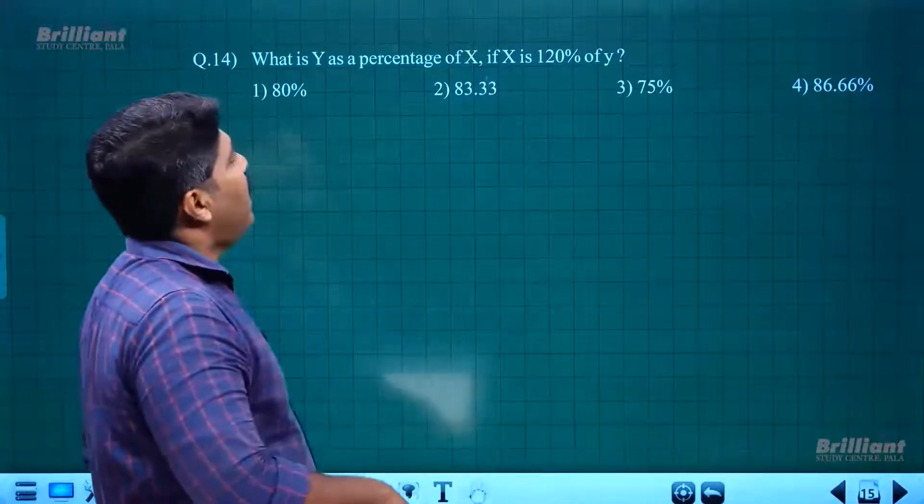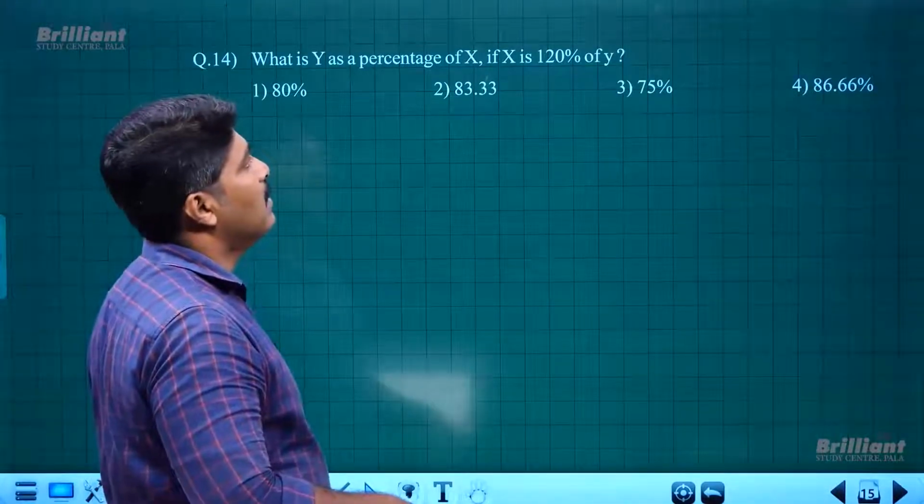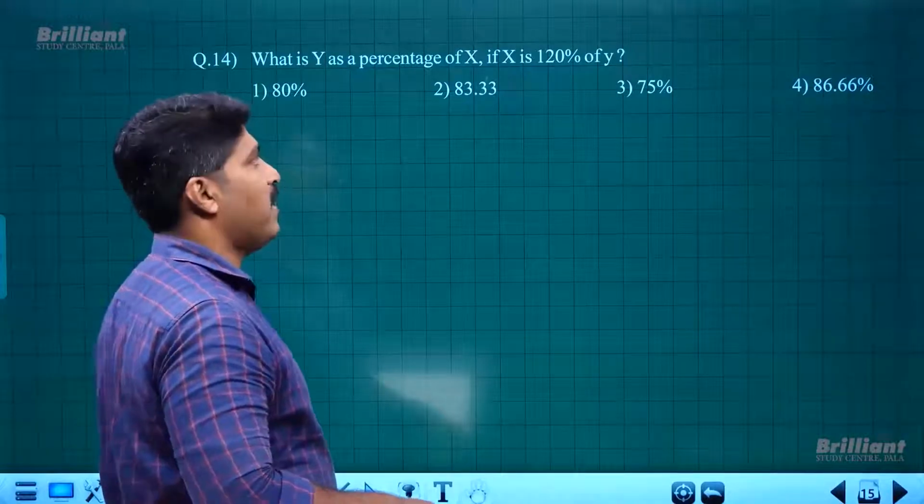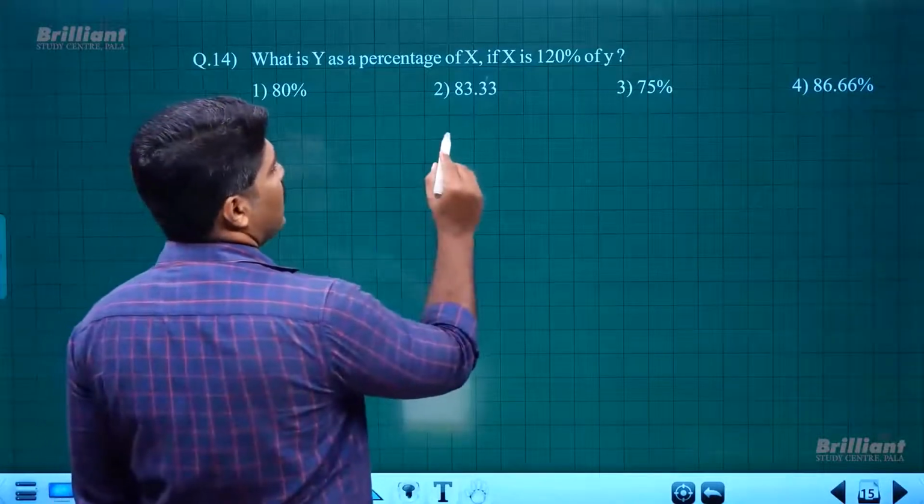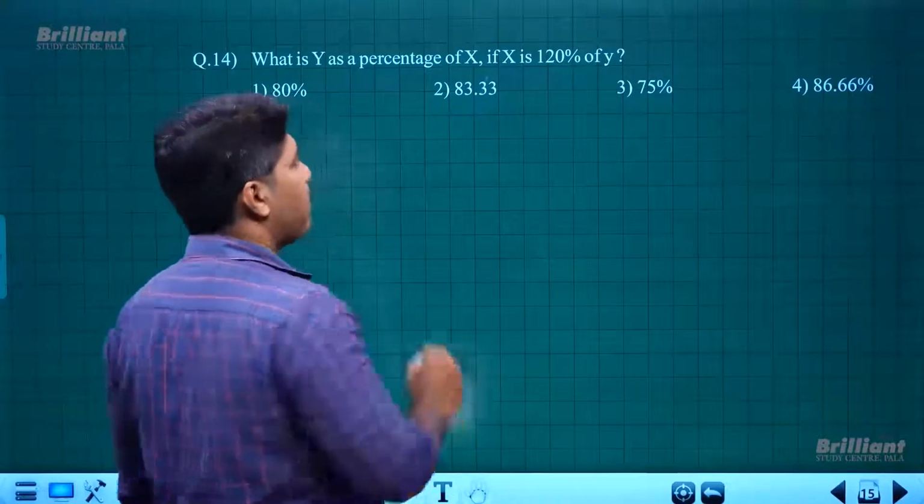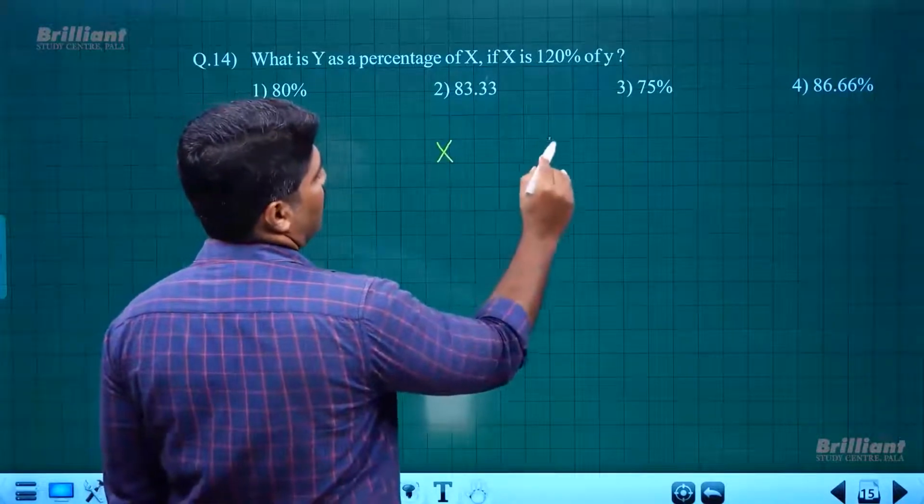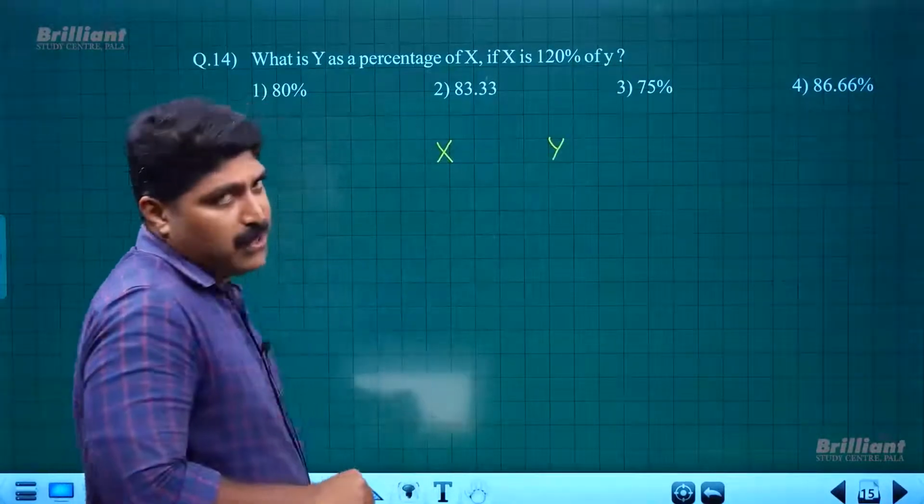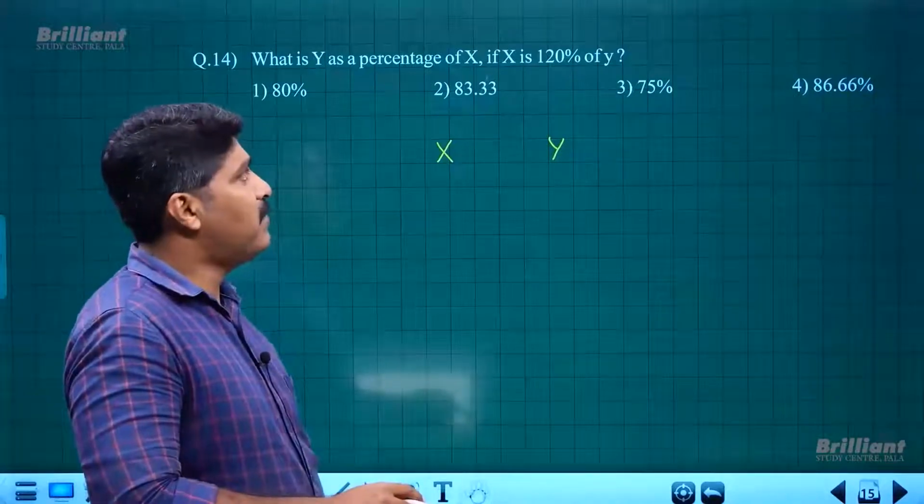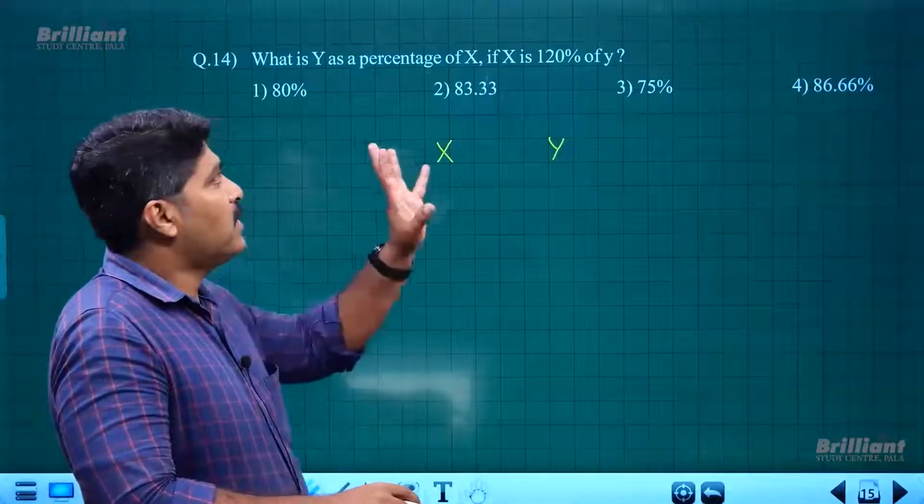What is y as a percentage of x, if x is 120% of y? Here we just consider how to do it easily. We just consider the values x and y. Understand that most students at the initial time face difficulty solving this kind of question.